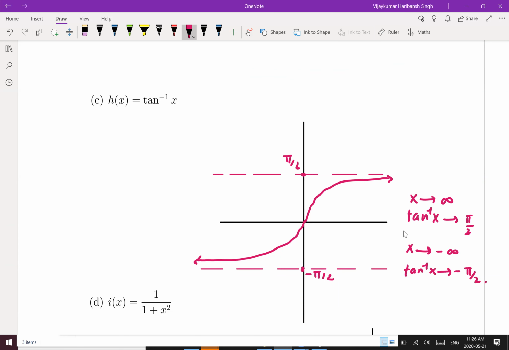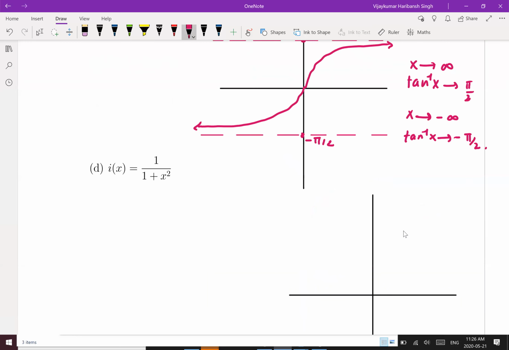Okay. Now let's look at the next one, 1 upon 1 plus x squared. When x is 0, the function value is 1. But as x gets bigger and bigger, the function starts decreasing. And actually the shape of this looks like this. We'll be able to look at the shape properly when we are doing curve sketching, using derivatives and so on. But for now, you can look at the graph and this is how it will look. Again, in this case as well, if x goes to infinity or if x goes to minus infinity, in both cases, 1 upon 1 plus x squared goes to 0.